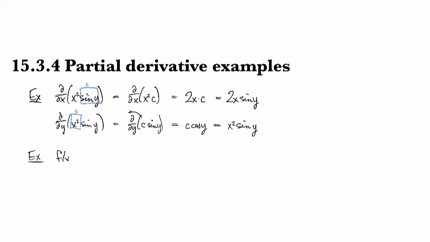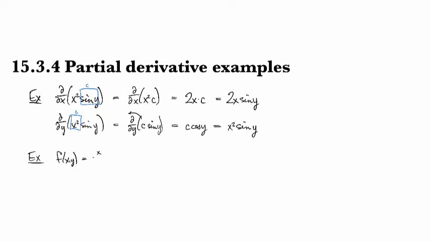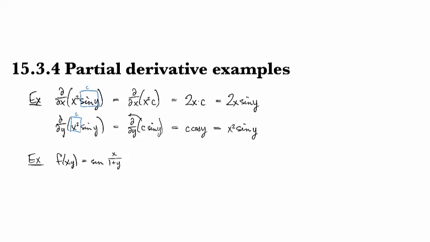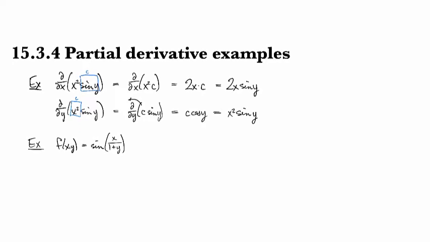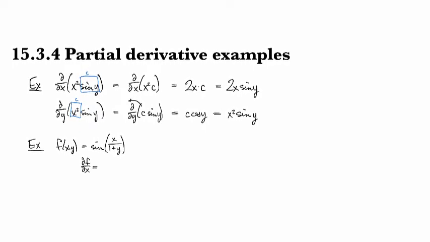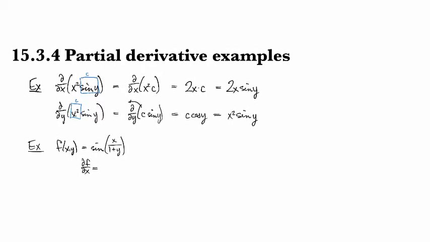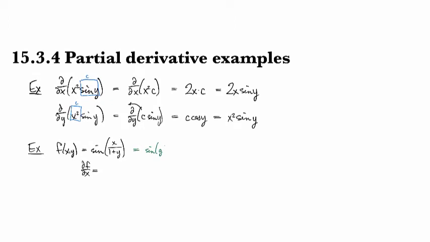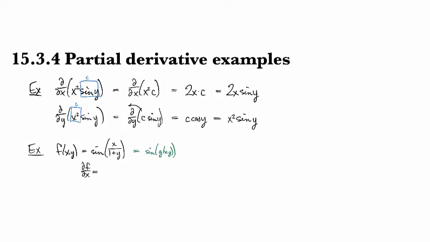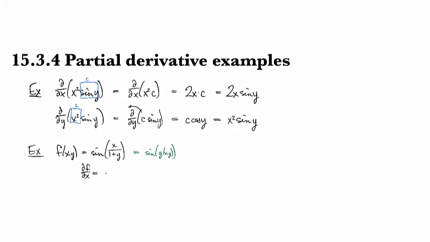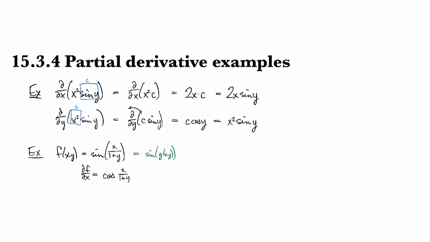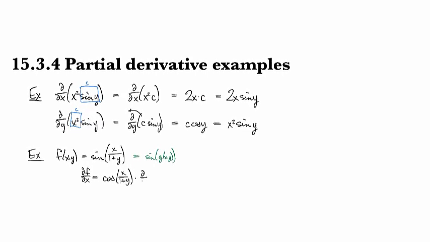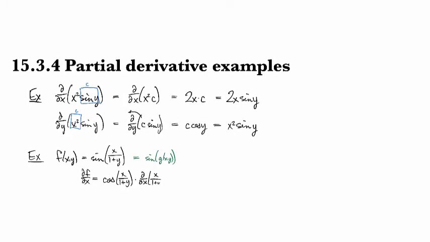So let's look at another function of 2 variables. We'll take x over 1 plus y. Oh, sorry, I meant to take sine of this expression. And we'll compute its partial derivatives. So we've got df dx, and we're going to need the chain rule, because this is sine of some function of x and y. So it's a composition of functions. So we'll differentiate the sine part, so that'll be cosine x over 1 plus y. And then we'll have to multiply by, by chain rule, d dx of the inside expression.